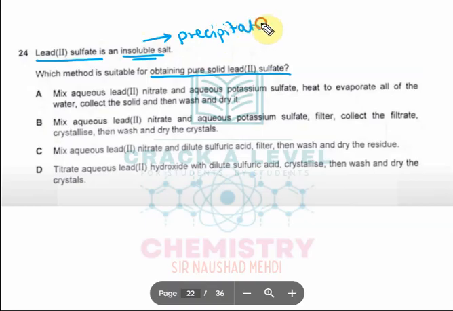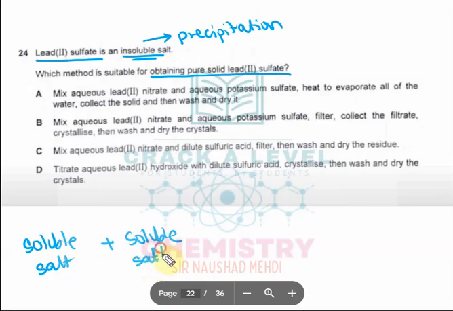And what is the precipitation method? In the precipitation method, we take two soluble salts and mix them together, so the insoluble salt will be formed. So what we have to do is take the solution of two soluble salts, in which one would have a cation and one would have an anion of the salt which we want to prepare.